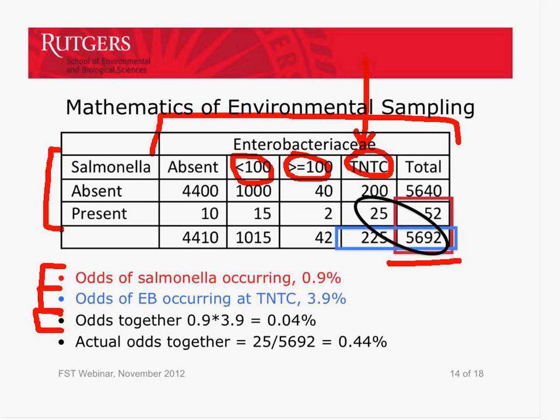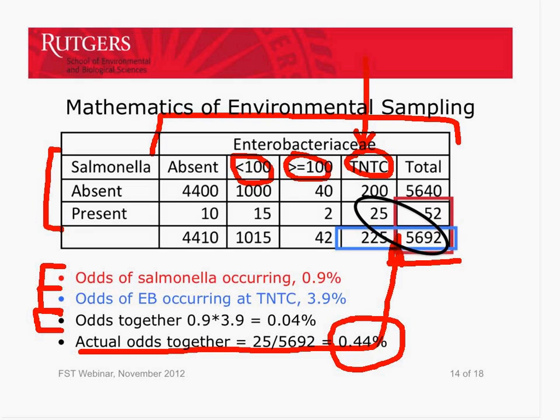But the actual odds of them occurring together, and that's what's represented by this black line up here, the actual odds of them occurring together is about 0.44%. Now, I want you to look at those two numbers very carefully because they look very similar, but in fact, they are very, very different. And in fact, the number is 10 times higher than the other one.